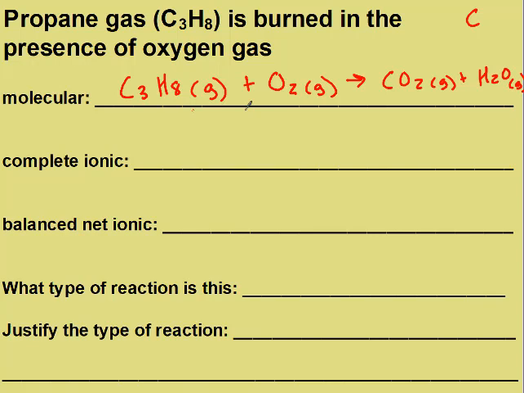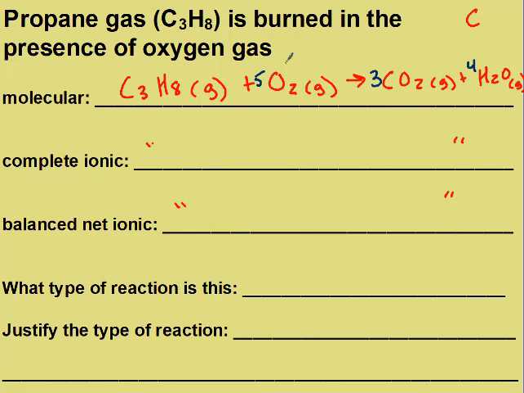So since everything was gases, nothing breaks apart. So this is my complete ionic and my balanced net ionic. I just need to balance it. Balance that by adding a 3 in front of CO2, so we have the same number of carbon. We need a 4 in front of water, so then we have 8 hydrogens. And then that gives us 6, 7, 8, 9, 10 oxygens, so then we need a 5 in front of O2.